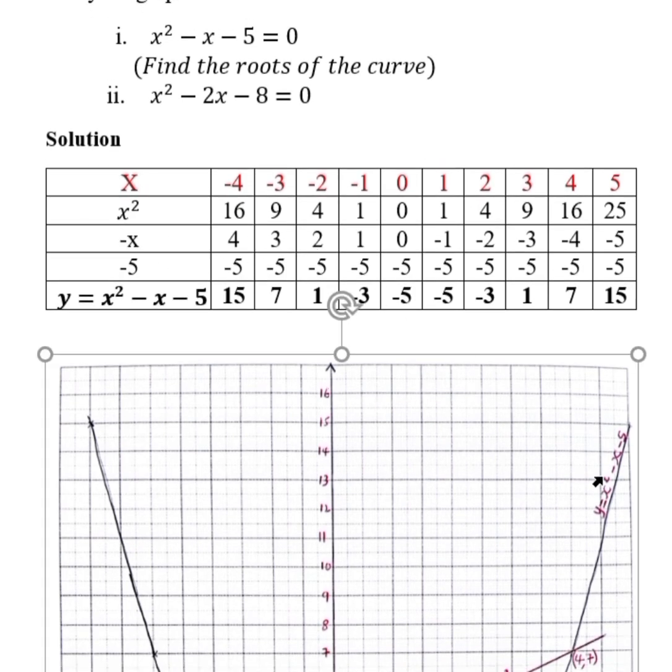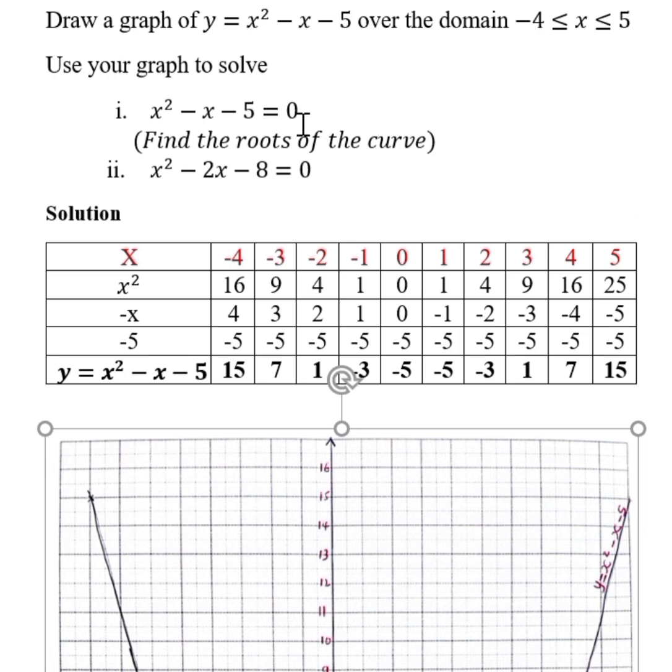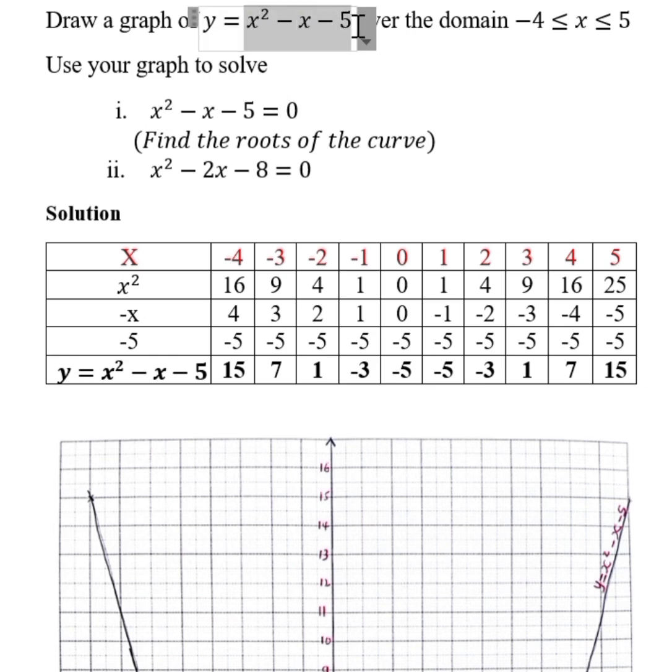First of all, you need to label the name of the graph. This is the graph y is equal to x squared minus x minus 5. Then now we have to use it to solve x squared minus x minus 5 is equal to 0. If you look at this equation we have here, it is actually the same as what we have here, except that we have a 0 here. So what it means is that you simply look for where the graph intersects with the x-axis.